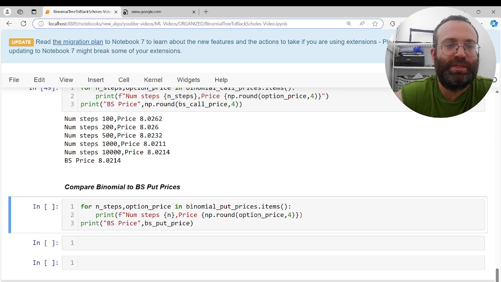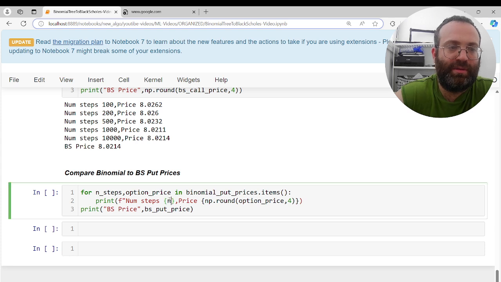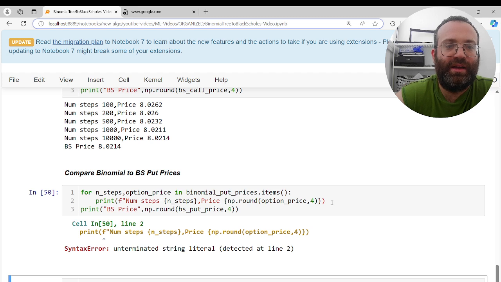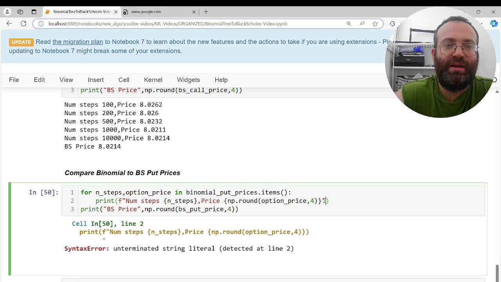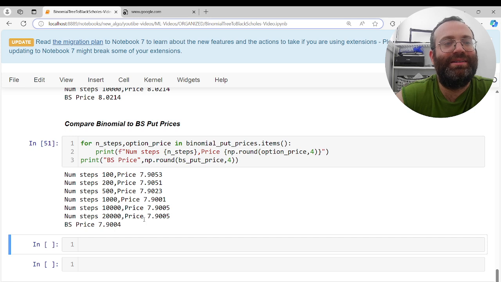Now let's try for the put option and see how it looks. Remember, this was a mess up, so we need n steps, and let's do np.round 4. I don't know what the answer is for 20,000 steps. Anyways, I knew we were going to get close, but not close enough. It starts at 7.9053, which is pretty different from the Black-Scholes 7.9004, but eventually it gets to 7.9005, and I guess never quite gets there. It'll eventually get there. It could be off by some numerical stuff.